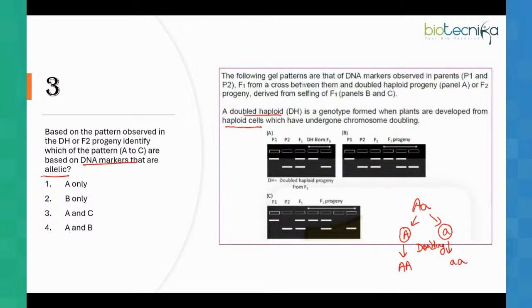Now you can take any genotype, you can consider multiple genes also, but when the alleles are getting separated in the gametes, the haploid cells, and double haploids are generated from there, double haploids will always be homozygous. This is something that you should keep in mind: double haploids will always be homozygous. They can never be heterozygous.